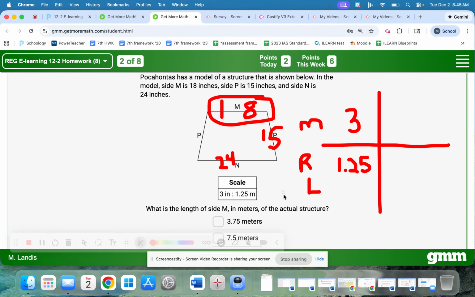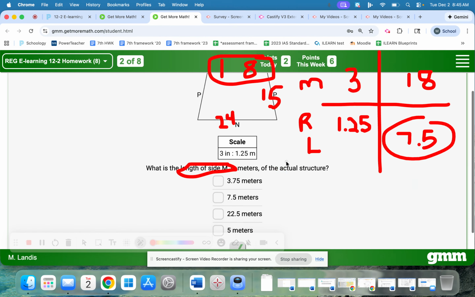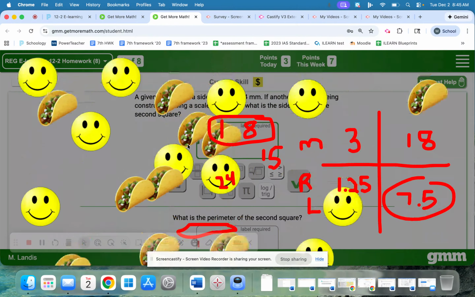So she has a model. We want the actual. That's the real life number, so this is where our answer will be. The model has a length only for side M of 18. Side M because that's the only side down here that we're worried about. So if you cross multiply and divide, 18 times 1.25 divided by 3. Easier route would have been 3 times 6 is 18. 1.25 times 6 gives you 7.5. Okay, so if we scroll down here, find 7.5, enter that, and there you go.